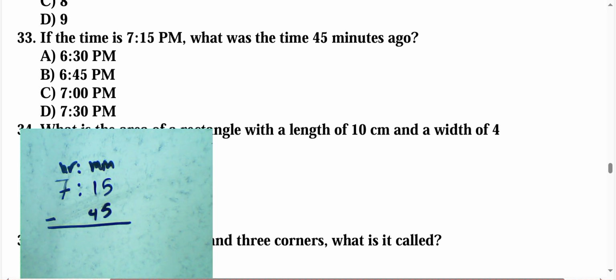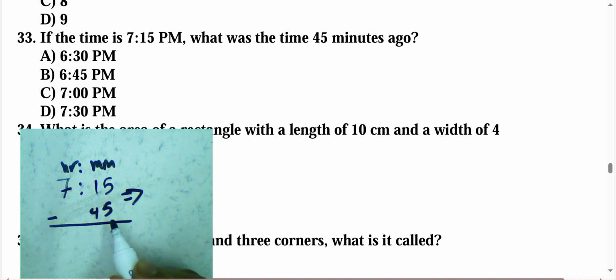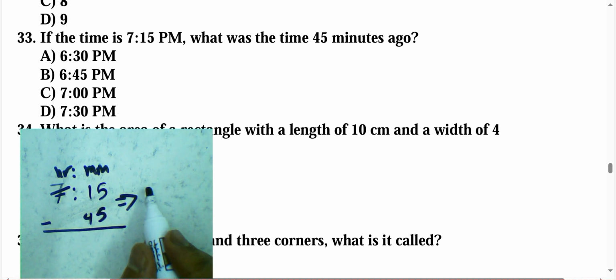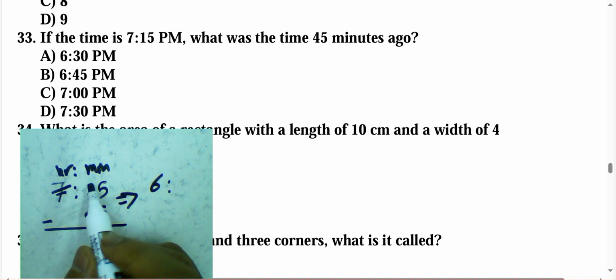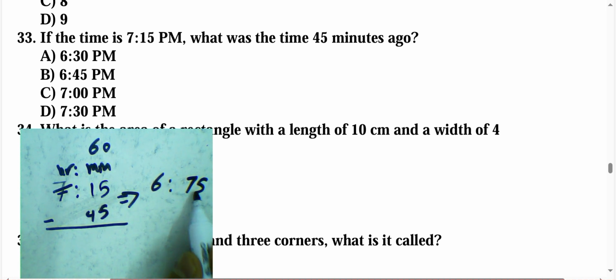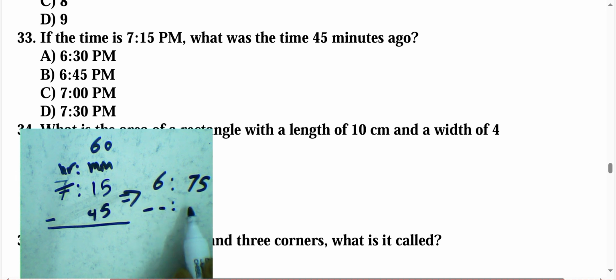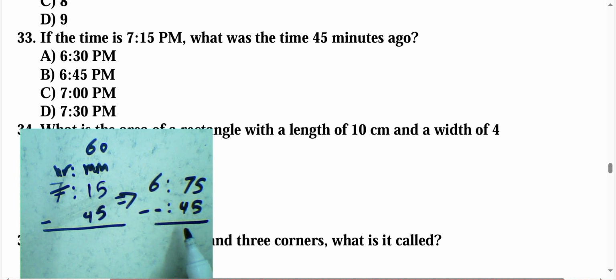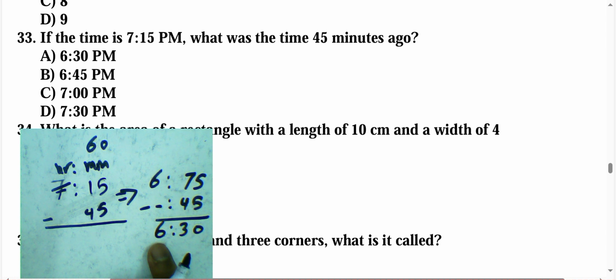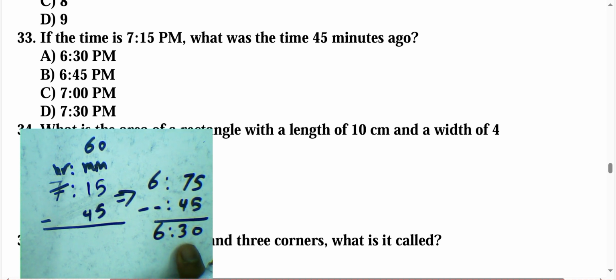First step, 15 minus 45, we can't do it. So you must borrow 1 from 7 hours, which becomes 6 hours, and borrow 1 hour equals 60 minutes. 60 plus 15 equals 75. Subtract 45 minutes, and then we can find the difference. 5 minus 5 is 0, 7 minus 4 equals 3, and 6 minus 0 equals 6. Then the result will be 6:30, 6:30 p.m. Choose letter A.